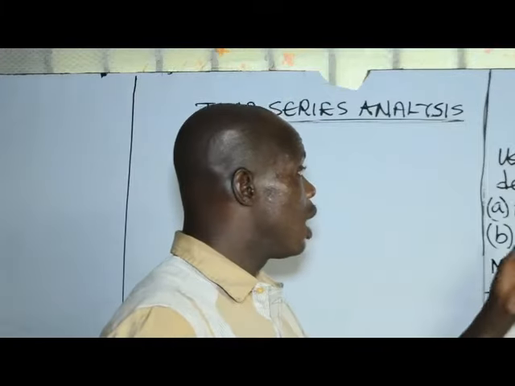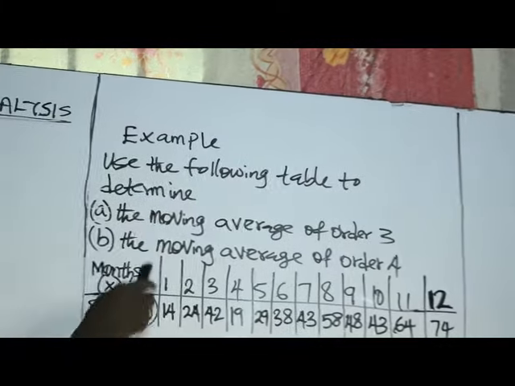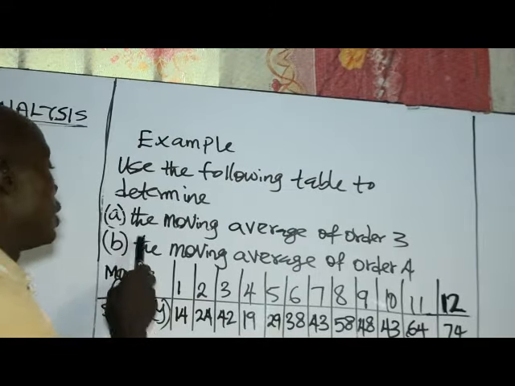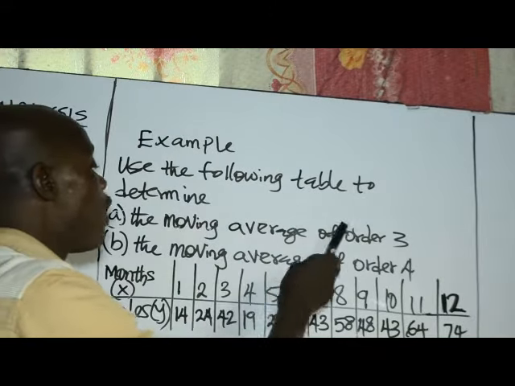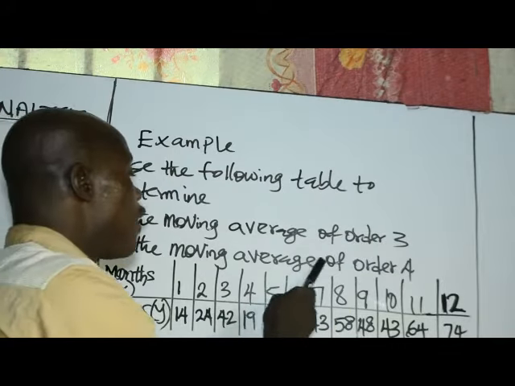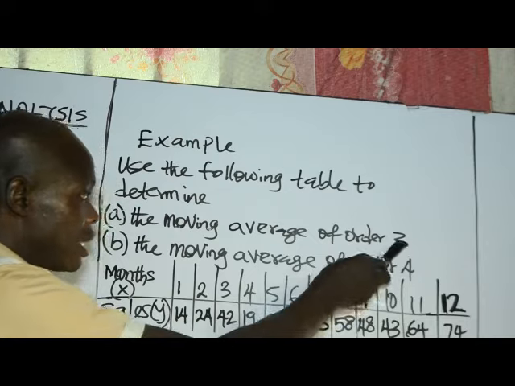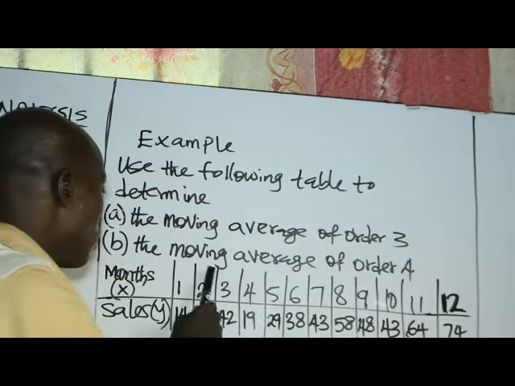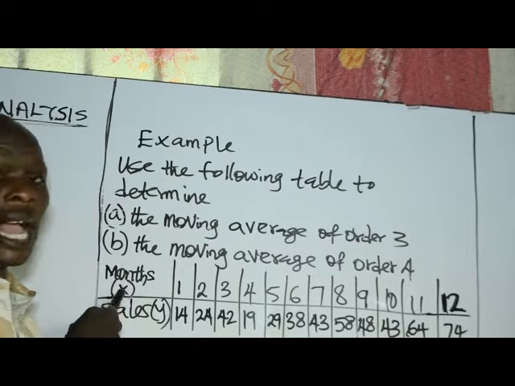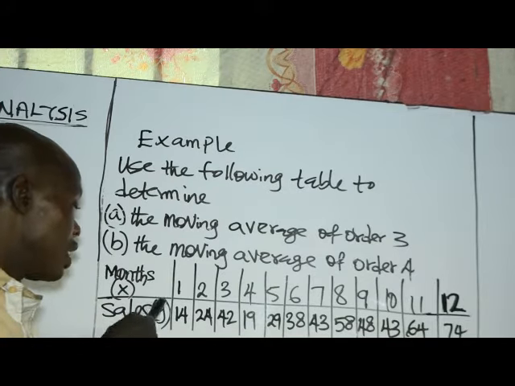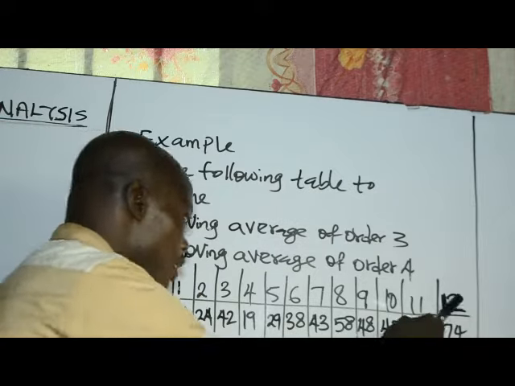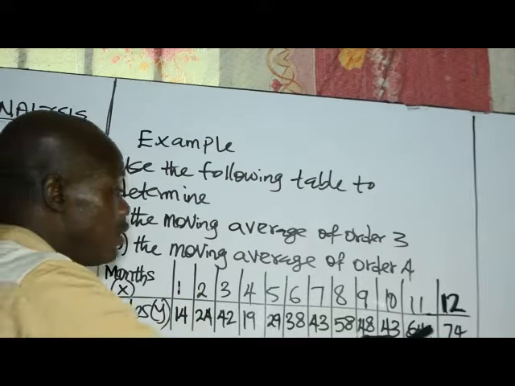So, for example, use the following table to determine A, the moving average of order 3, and B, the moving average of order 4. Remember, 3 is an odd number, while 4 is an even number. You are given months in X and sales in Y, the months 1 to 12 and their respective sales values.